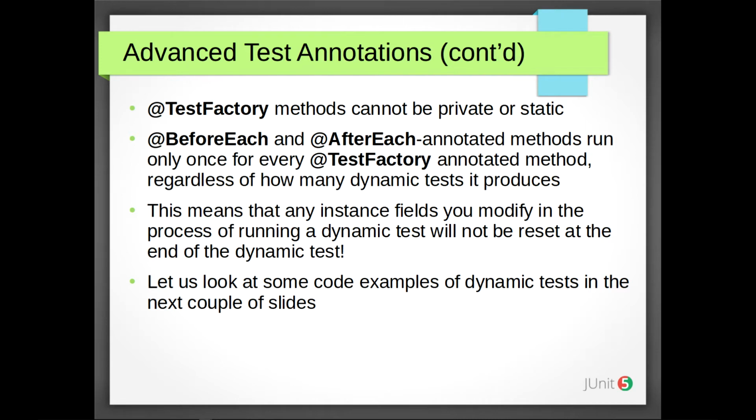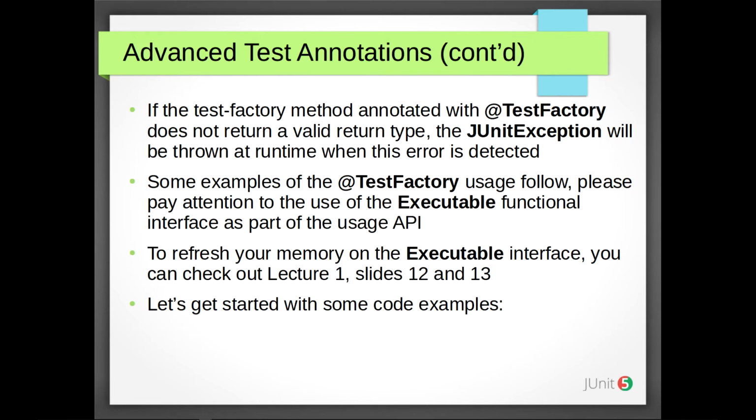Let us look at some code examples of dynamic tests in the next couple of slides. If the test factory method annotated with @TestFactory does not return a valid return type, the JUnit exception will be thrown at runtime when this error is detected. Some examples of the @TestFactory usage follow. Please pay attention to the use of the Executable functional interface as part of the usage API. To refresh your memory on the Executable interface, you can check out Lecture 1 slides 12 and 13.